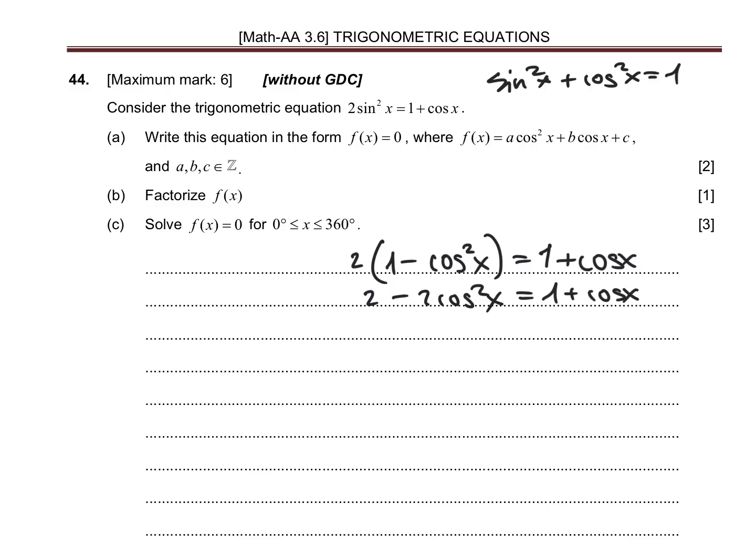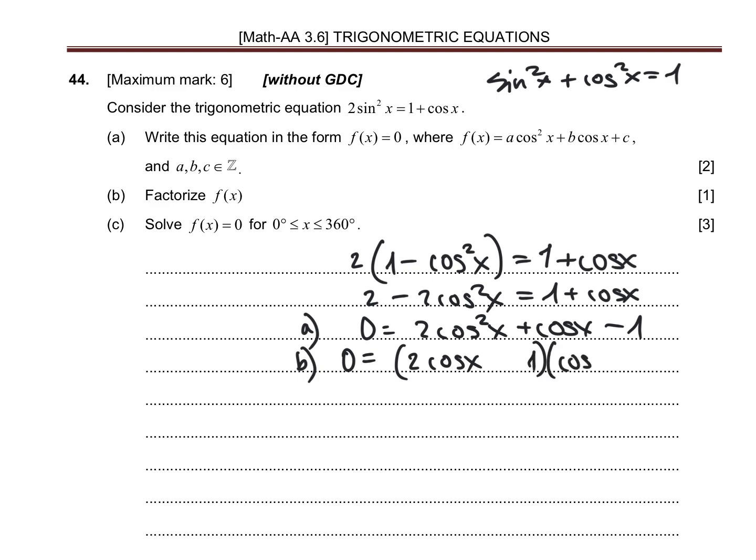And we'll get it equal to 0. So 2 cosine squared x plus cosine x, and then minusing 2, we have minus 1. So that's A. So now factorize. So we're going to have 2 cosine x and 1, and cosine x and 1, because we need this times this to be this, and this times this to be this.